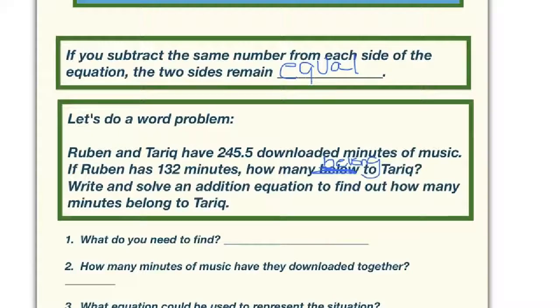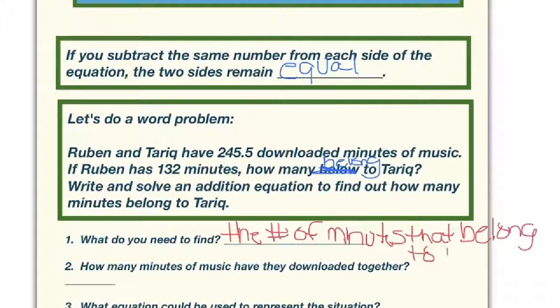Write and solve an addition equation to find out how many minutes belong to Tariq. What do you need to find? Okay, this is the question. So what do we need to find? The number of minutes that belong to Tariq. How many minutes of music have they downloaded together? Well, that one shows right up here, so it's 245.5.